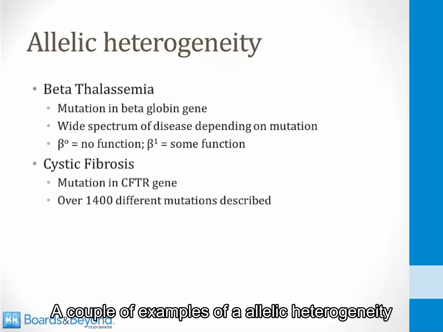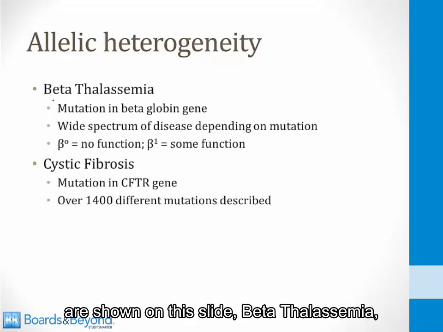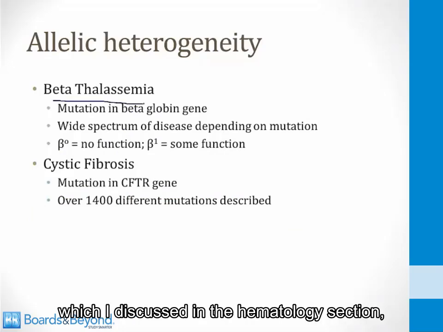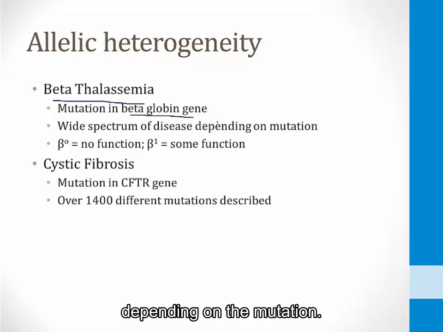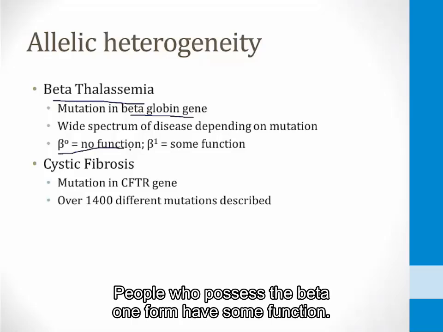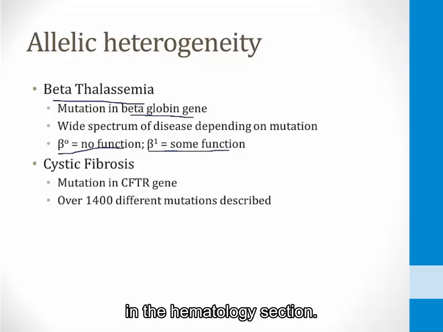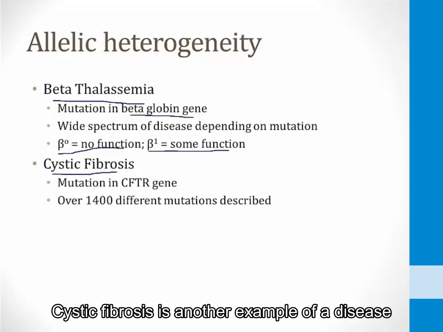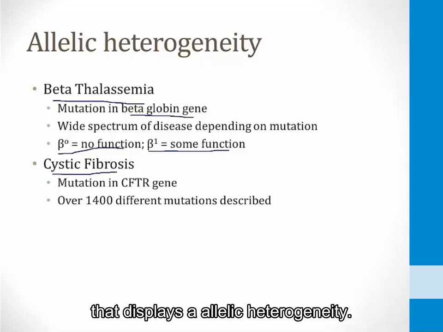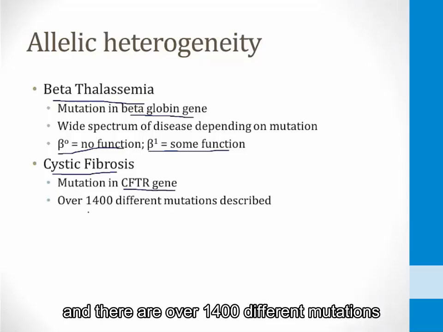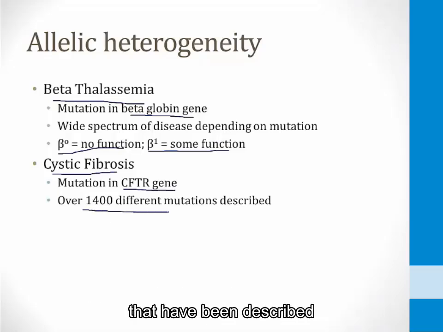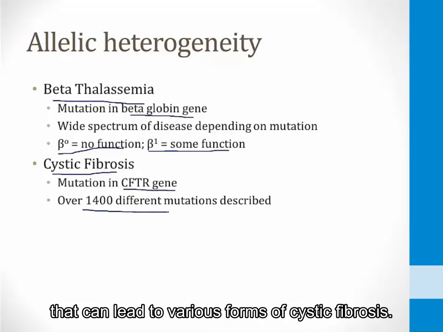A couple examples of allelic heterogeneity are shown on this slide. Beta thalassemia, which I discuss in the hematology section, involves mutations of the beta globin gene, and there's a wide spectrum of disease severity depending on the mutation. People that are said to possess the beta 0 form of the gene have no function. People who possess the beta 1 form have some function, and I talk about this in more detail in the hematology section. Cystic fibrosis is another example of a disease that displays allelic heterogeneity. Cystic fibrosis is caused from mutations of the CFTR gene, and there are over 1,400 different mutations that have been described that can lead to various forms of cystic fibrosis.